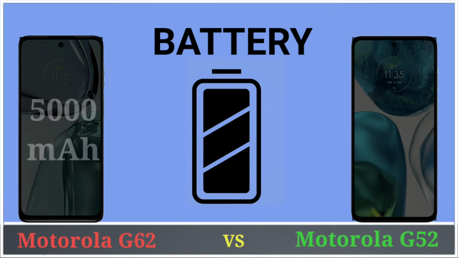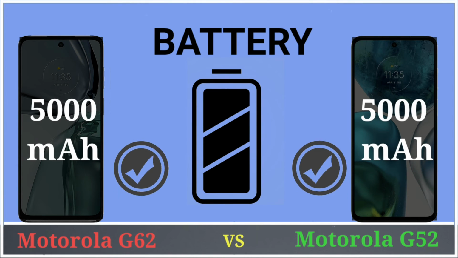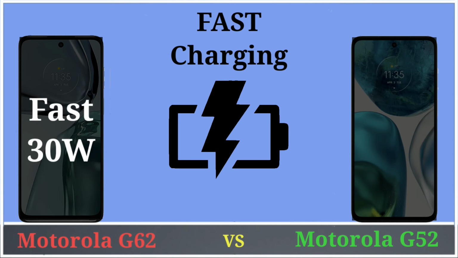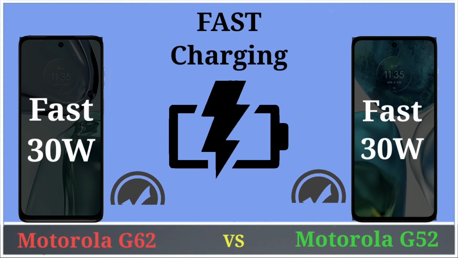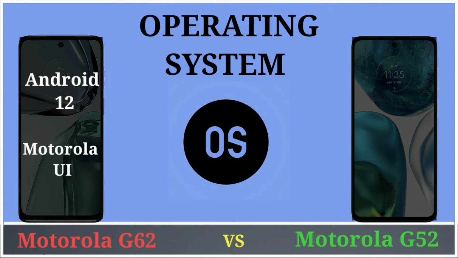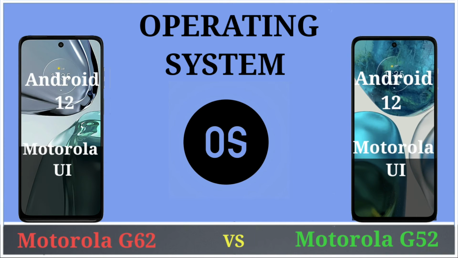Battery: Motorola G62 has a 5000 mAh battery and Motorola G52 also has the same 5000 mAh battery. Fast charging: Motorola G62 has a 30 watt fast charger and Motorola G52 also has a 30 watt fast charger. Operating system: Motorola G62 has Android 12 Motorola UI and G52 also has Android 12 Motorola UI.